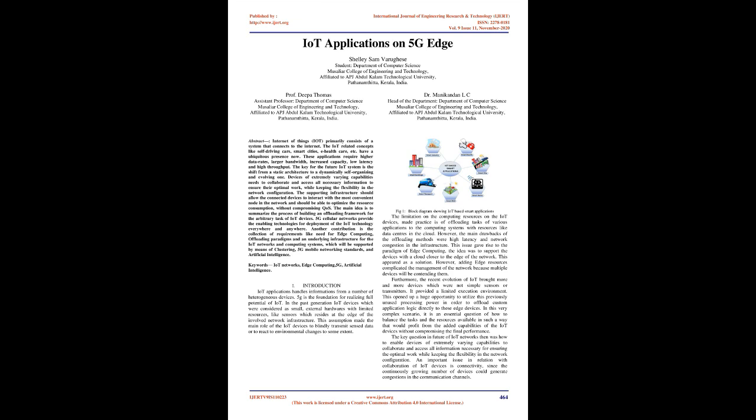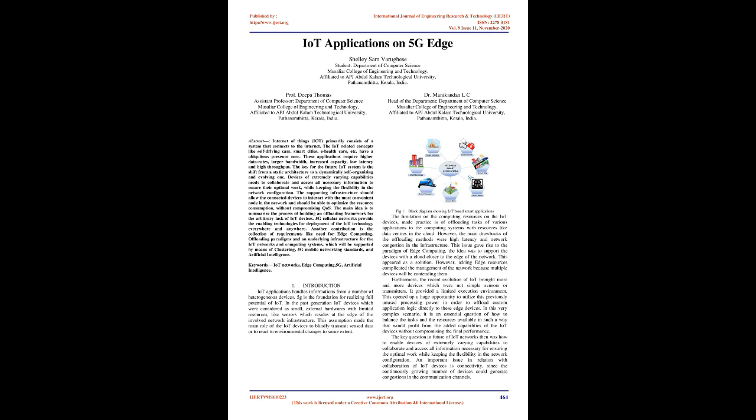The key for the future IoT system is the shift from a static architecture to a dynamically self-organizing and evolving one. Devices of extremely varying capabilities need to collaborate and access all necessary information to ensure their optimal work, while keeping the flexibility in the network configuration. The supporting infrastructure should allow the connected devices to interact with the most convenient node in the network and should be able to optimize the resource consumption, without compromising QoS.